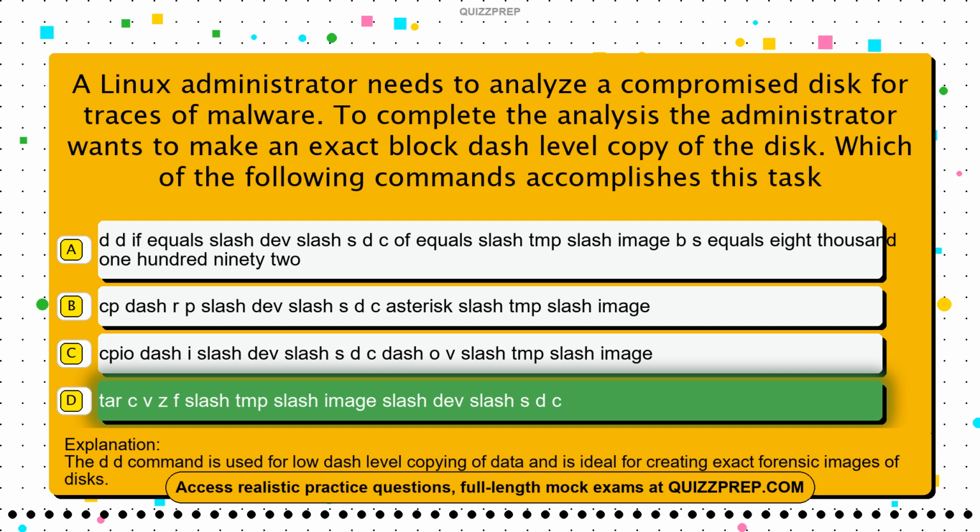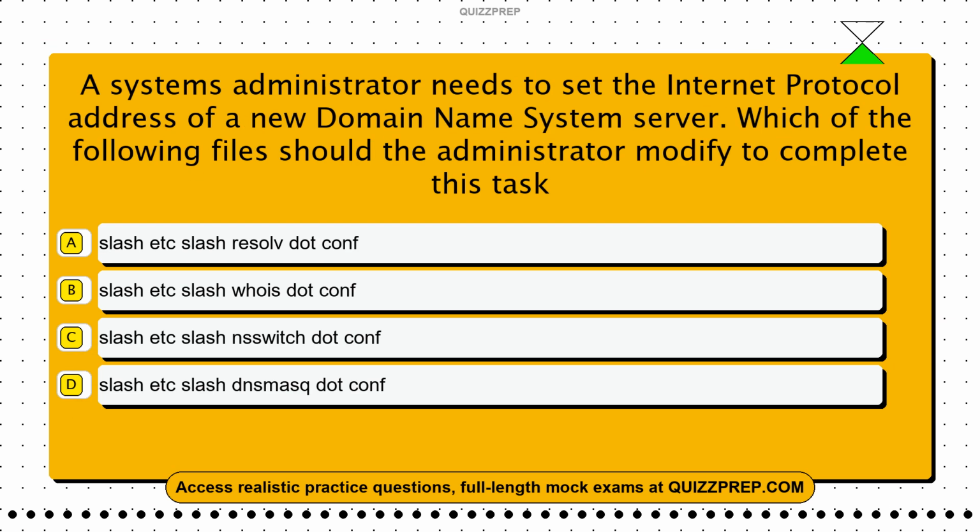disks. Question 25. A systems administrator needs to set the Internet Protocol address of a new domain name system server. Which of the following files should the administrator modify to complete this task? Option A, /etc/resolv.conf. Option B, /etc/host.conf. Option C, /etc/nsswitch.conf. Option D, /etc/dnsmasq.conf.